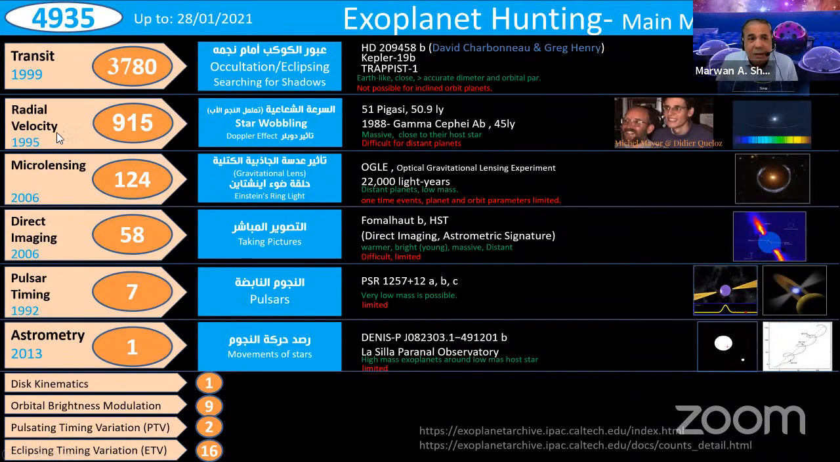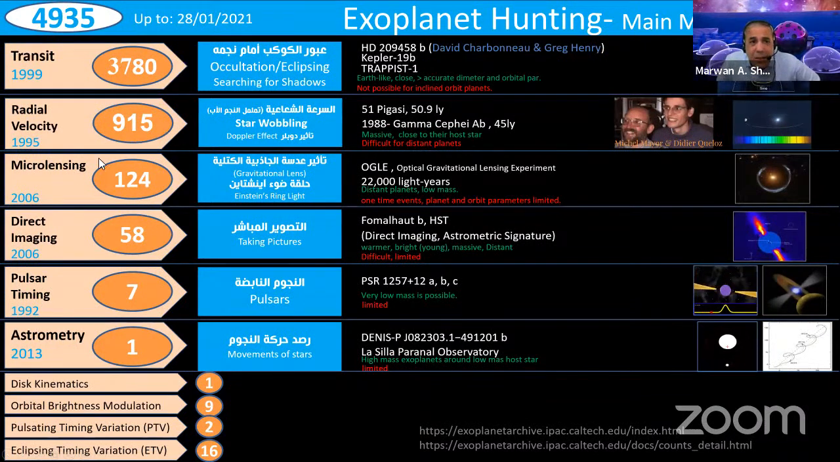And the radial velocity also, which is the method by which we found the first ever exoplanet in 1995 by Michel Mayor and Didier Queloz. Those are the astronomers who, only 3 years ago, got the Nobel Prize because of the discovery of their exoplanet at that time.